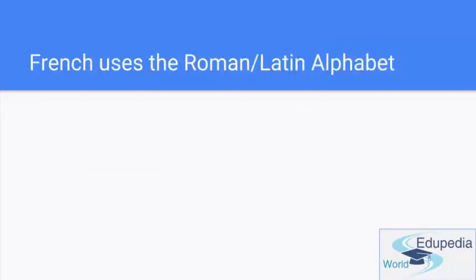The first important thing to know is that French uses the Roman alphabet, or as we call it in French, the Latin alphabet. There are 6 vowels in French, which are the following ones: A, E, I, O, U, Y. I know that in English, Y is considered a consonant, but in French we count it as a vowel, which is why it's in this list.